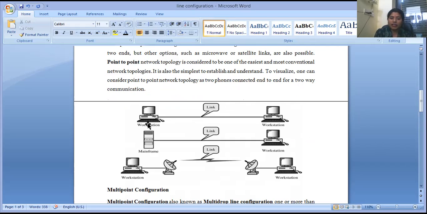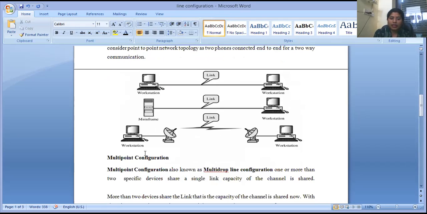Here you can see there are two systems or two workstations, and the channel we are using is called the link. At the same time, the same link is used for connecting the two workstations. Clear? There is one mainframe and another workstation. So if we want to establish the connection for communication, we use the same link, the same channel, for these two nodes, these two systems, to connect at the same time.